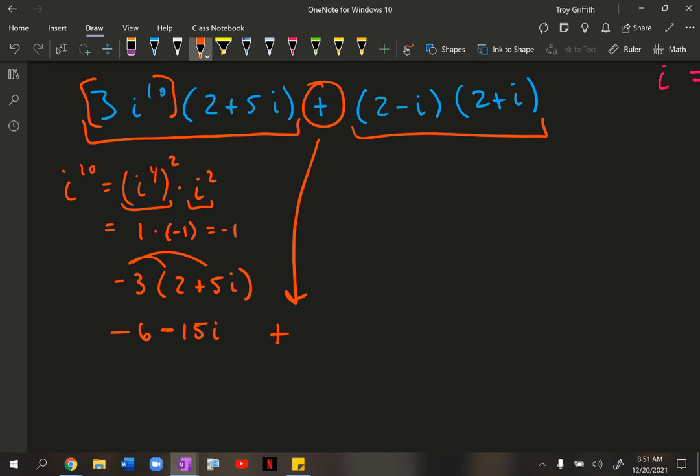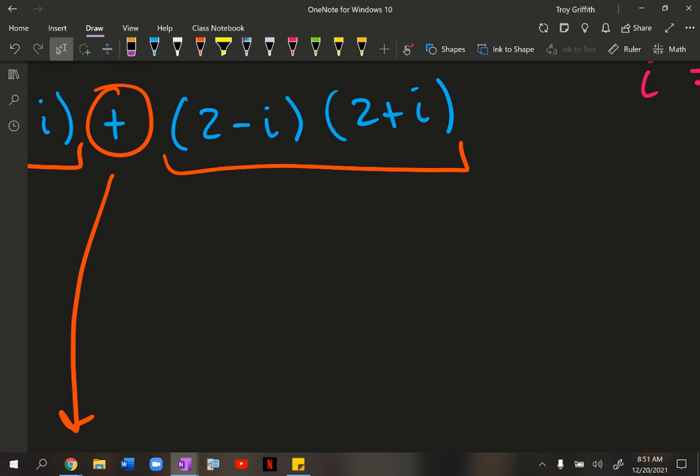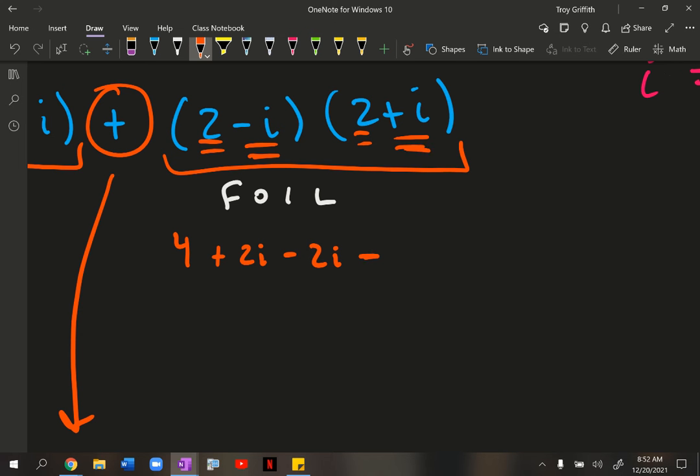And then with the second part, these are two sets of parentheses that need to be multiplied together. So remember, we said the other day in the video, if you have two sets of parentheses that need to be multiplied together, let's FOIL. Okay, so let's try it. We can go first, 2 times 2 is 4, times the outside, 2 times +i is plus 2i. Inside, -i times 2 is -2i. And then -i times +i. Well, a negative and a positive makes a negative. And i times i is i squared.